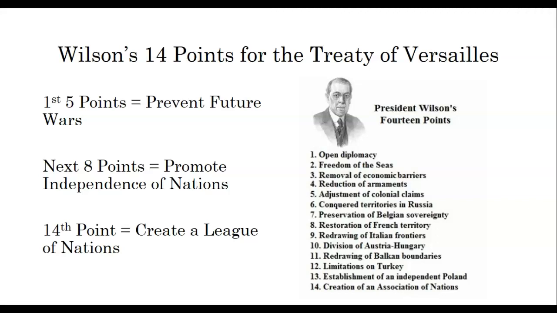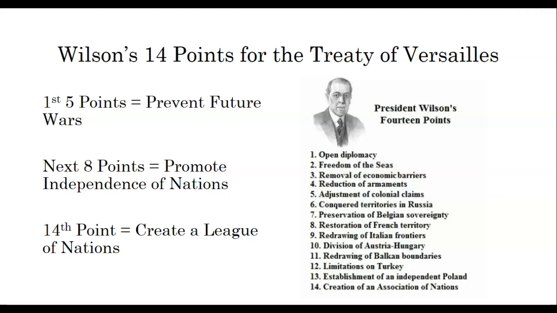The next 8 points were designed to promote the independence of nations, and these were nations of people that were formerly part of larger empires, mostly in Eastern Europe, in either the Austrian-Hungarian Empire, the Russian Empire, or the Ottoman Empire. So Wilson really pushed for the restoration of French territory, the division of Austria-Hungary into several smaller countries that were based along ethnic lines, the redrawing of several boundaries between Turkey and the Balkans. Wilson was a huge proponent of an independent Poland.